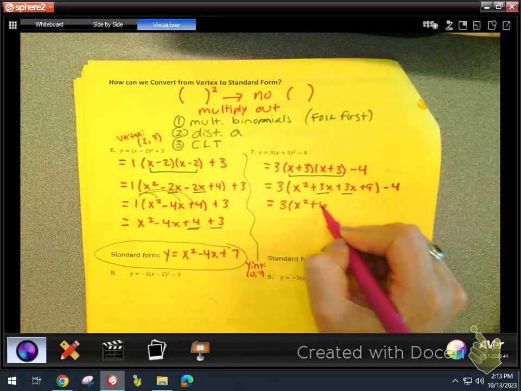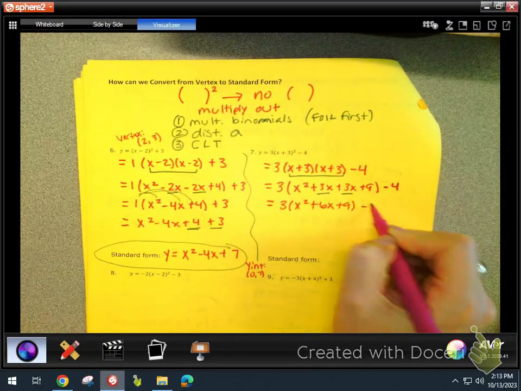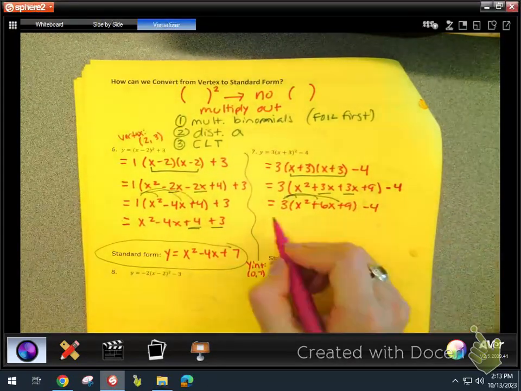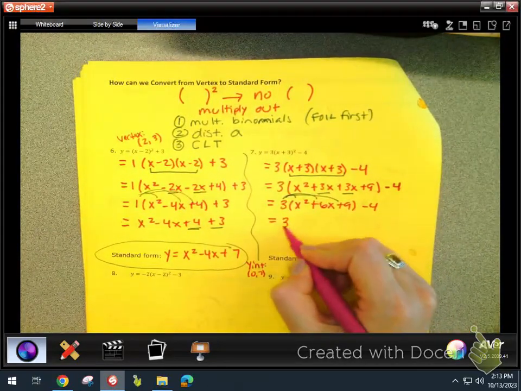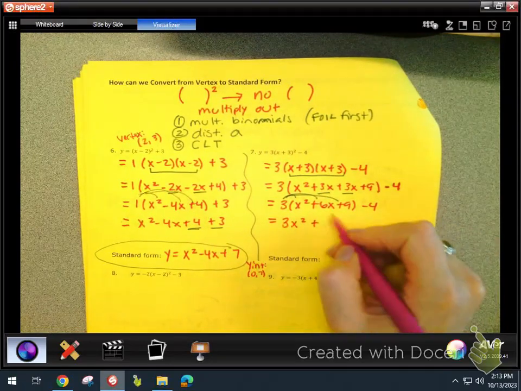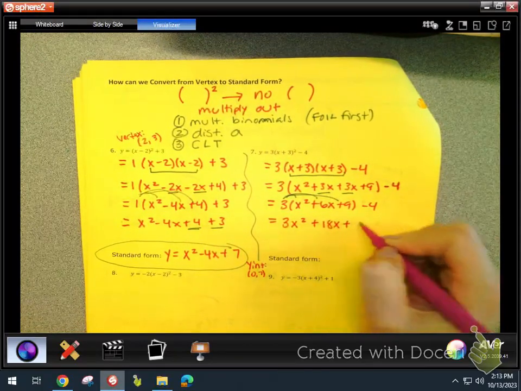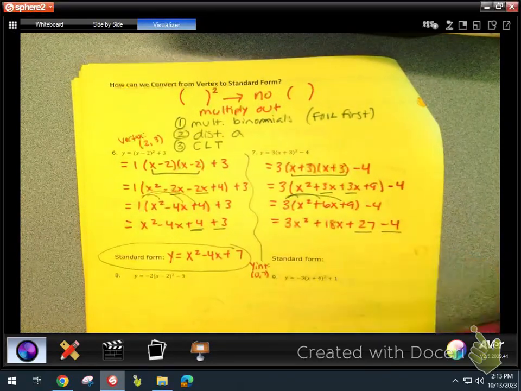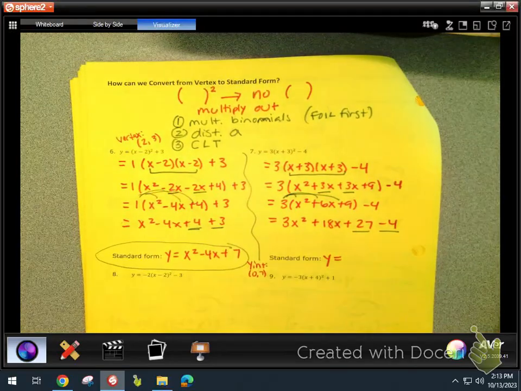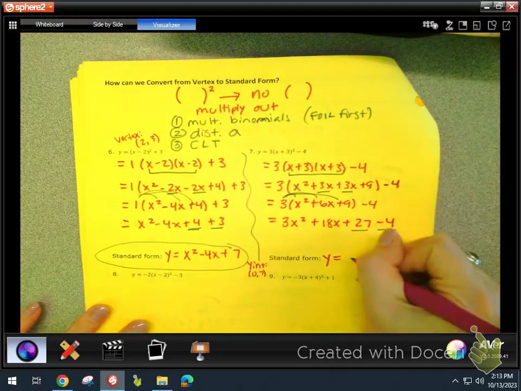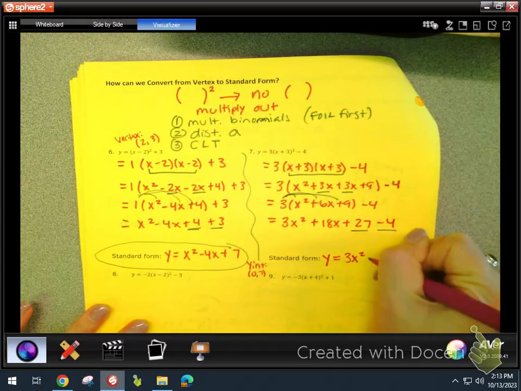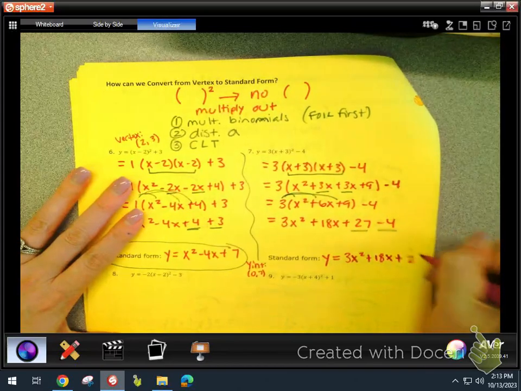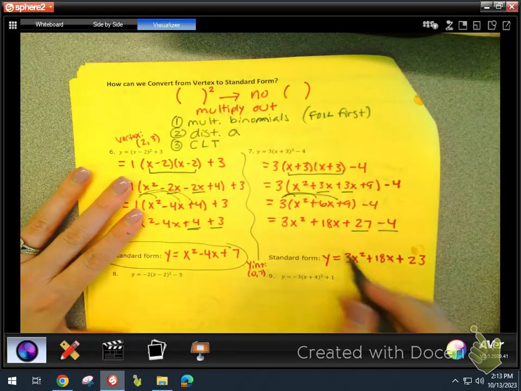X squared plus 6x plus 9 minus 4. Your A only distributes to the trinomial. I think it's pretty important to keep that trinomial in parentheses there. And then combine like terms. You won't get a calculator on this, so careful with your math. Squared plus 18x plus 23.